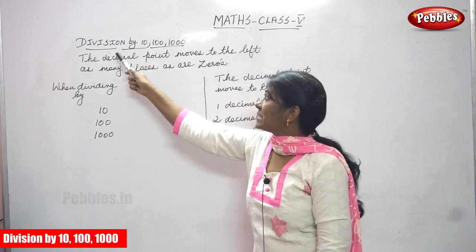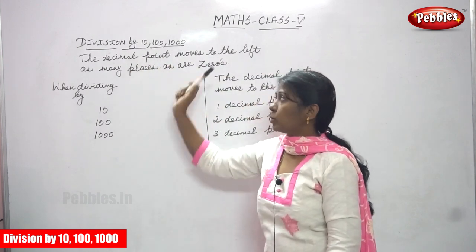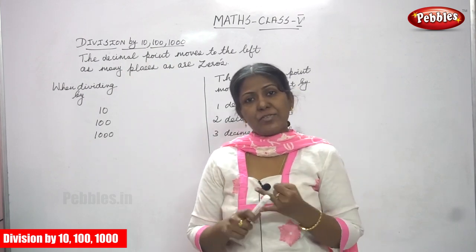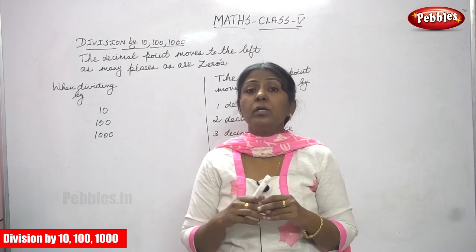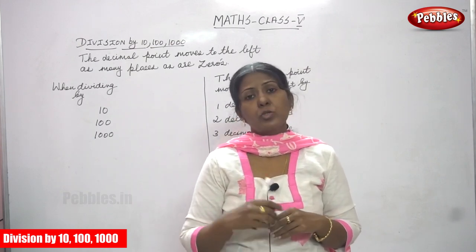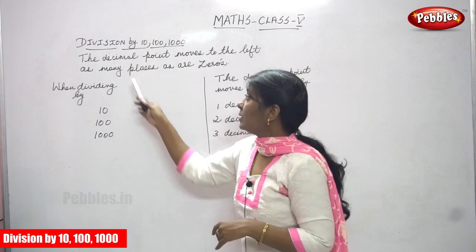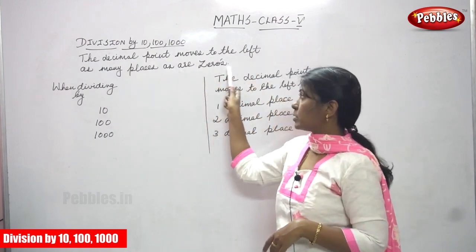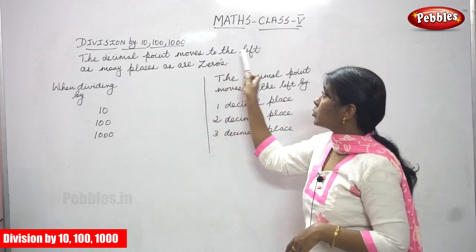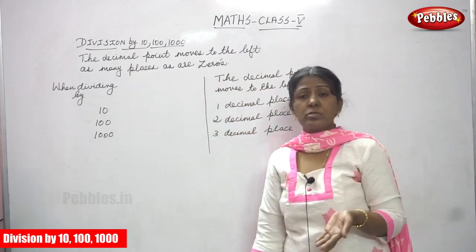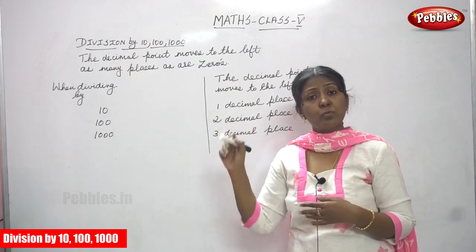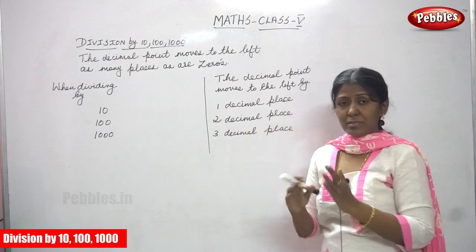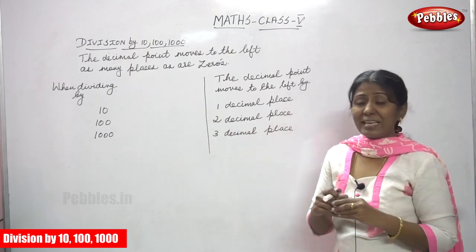Okay, now we are going to see division by 10, 100 and 1000. So we have to see some rules. Look at these rules. First one, the decimal point moves to the left as many places as the zeros. So while you go for a division, the decimal point always moves to the left. But in multiplication, the decimal point moves to the right. So this is the difference between multiplication and division.